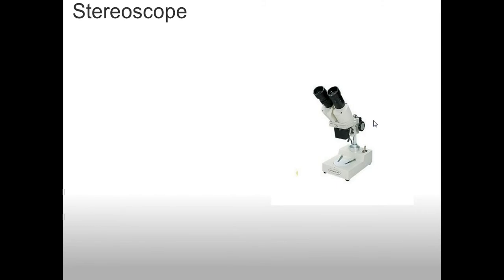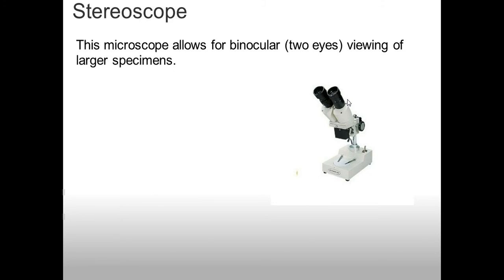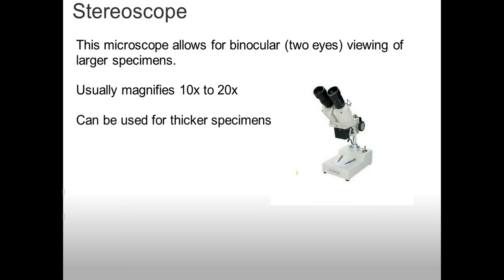A stereoscope, as you can see, looks a little bit different. This allows for binocular viewing of larger specimens, which basically means you get to use 2 eyes instead of 1. It usually only magnifies 10 or 20 times. It can be used for thicker specimens. If the specimen you're looking at is thick, for example, an entire insect, you don't have to cut anything. And it creates a 3D view of a specimen. It's basically a bigger, higher magnification, easier to use magnifying glass.